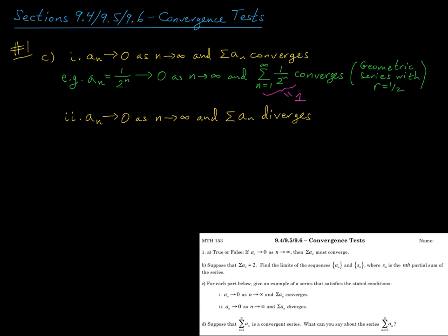Well, we just looked at an example, right? This is the harmonic series. Here, a sub n is 1 over n. That goes to 0 as n approaches infinity. But the series of 1 over n, that diverges.